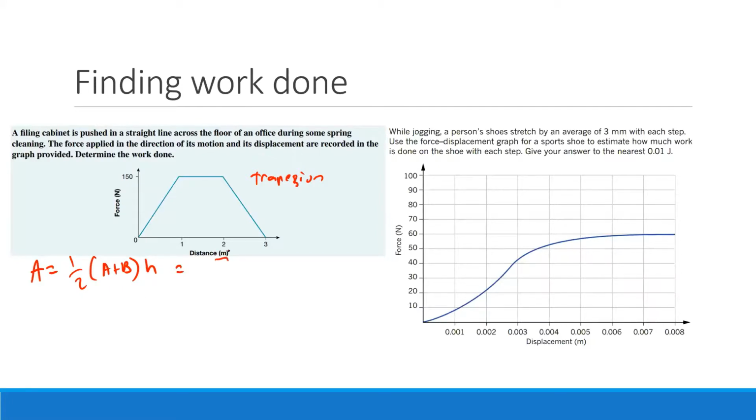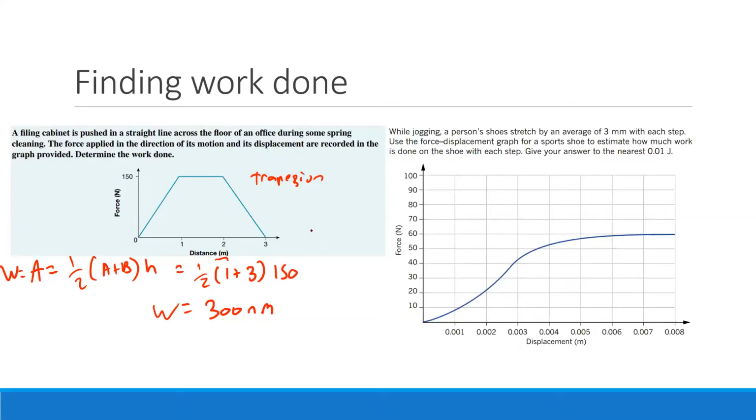Luckily for us, these are all measured in meters, so I don't need to deal with converting them to centimeters. So half, the top is between 1 and 2, so it's 1. The bottom is between 0 and 3, so it's 3, times the height, which is 150. That's going to become 300 Newton meters. I'm pretty confident with that area because half is going to be 2 times 150, which is 300. That's how I worked that one out.